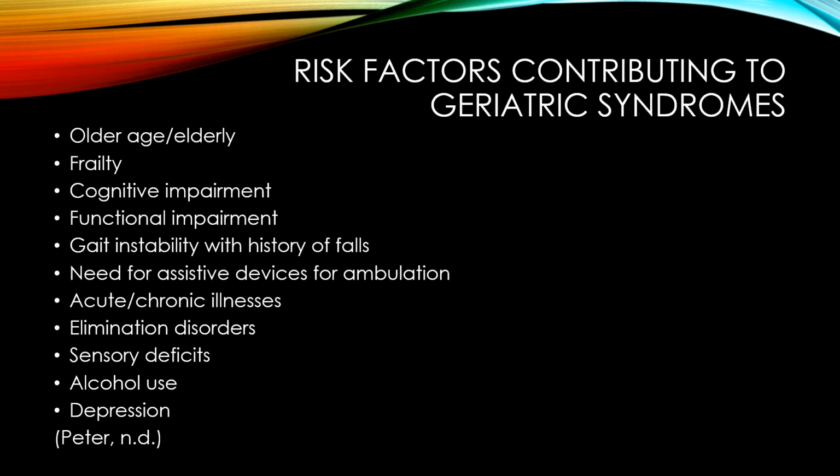Risk factors contributing to geriatric syndrome: the older adult, elderly, frail, those that are cognitively and functionally impaired, those with gait instabilities or a history of falls who need assistive devices for ambulation, those with acute or chronic illnesses, elimination disorders, sensory deficits, alcohol use, and depression.